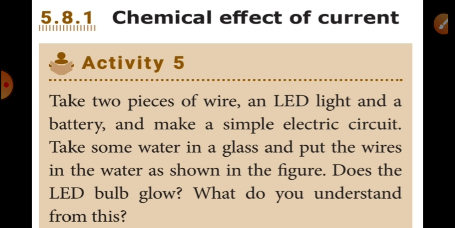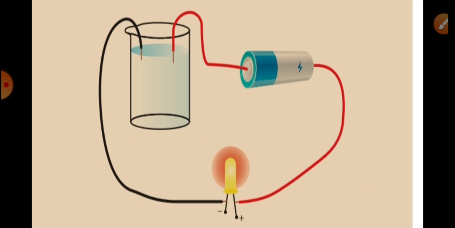Next, the chemical effect of current. In this activity, take two pieces of wire, an LED, a battery, and wire. We can make a simple electrical circuit, like this. Battery, switch, LED bulb, and wire.